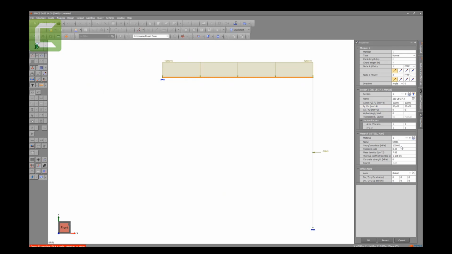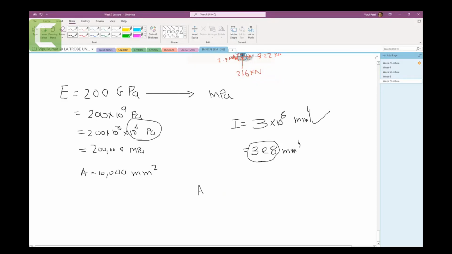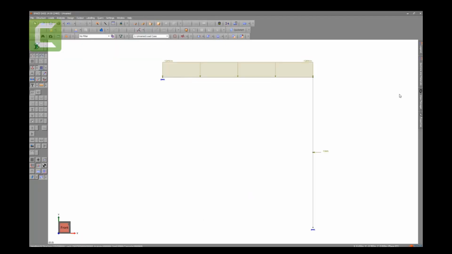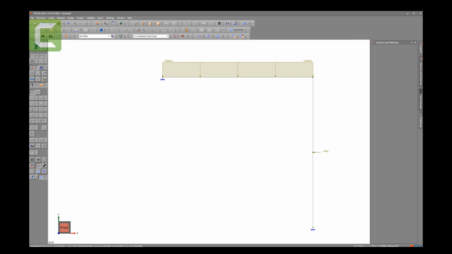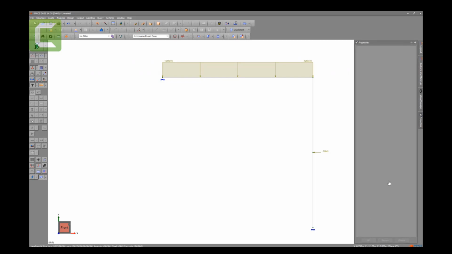Area, we put it, we put Young modulus. So there are 3 things we need in Space Gass. We need the area in millimeter squared, we need the I in millimeter to the power 4, and we need the Young modulus in megapascals. There are 3 things we need to input. First, you plug in with the library, and then after that we do it with those ones as well.